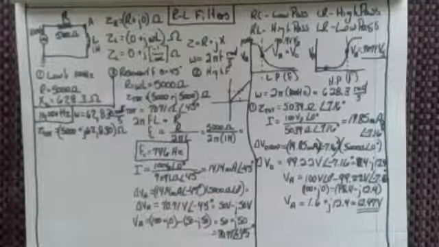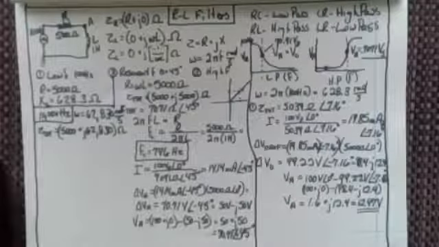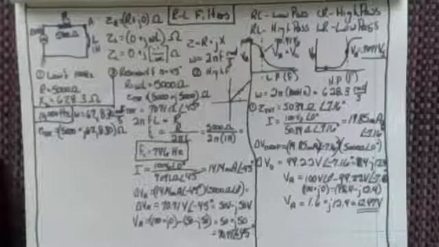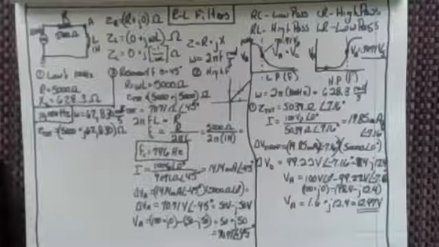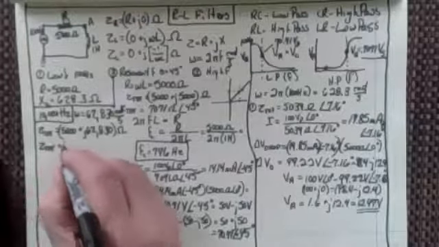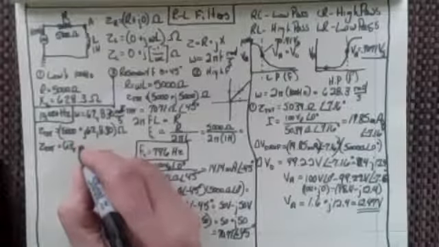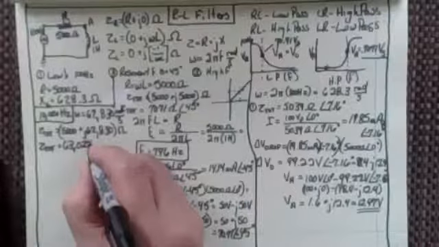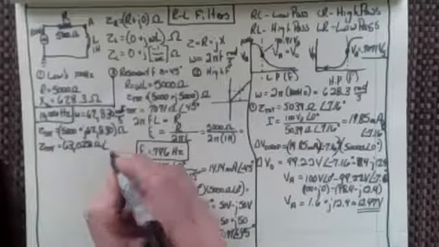62,830 squared, I'll do it, but 62,830 squared plus 5,000 squared equals, taken to the square root, 63,028. So I could say that my total impedance is 63,028 ohms at an angle.